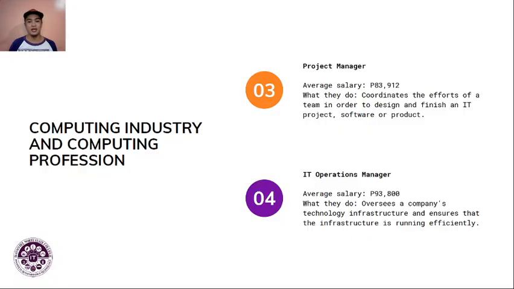Number four, you have the IT operations manager. Now, the average salary is 93,800. Now, what they do is they oversee a company's technology infrastructure and ensure that the infrastructure is running efficiently. We're not talking about the physical infrastructure like the building itself. We're talking about the IT infrastructure, like how the computers are doing. Is the network stabilized? Is the internet connection good? Are the hardware okay, still functional? Of course, this guy has his staff, right?